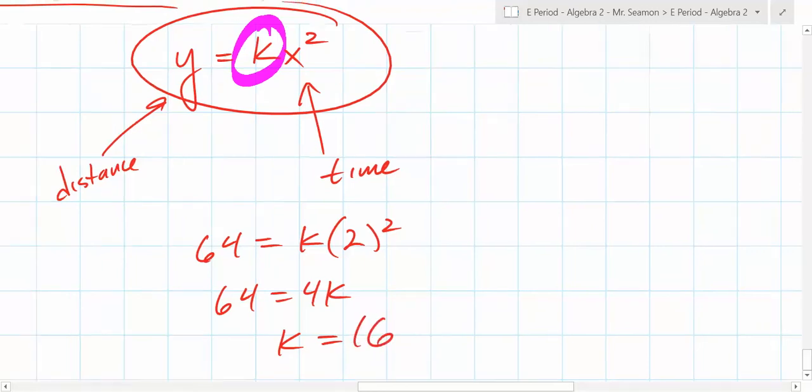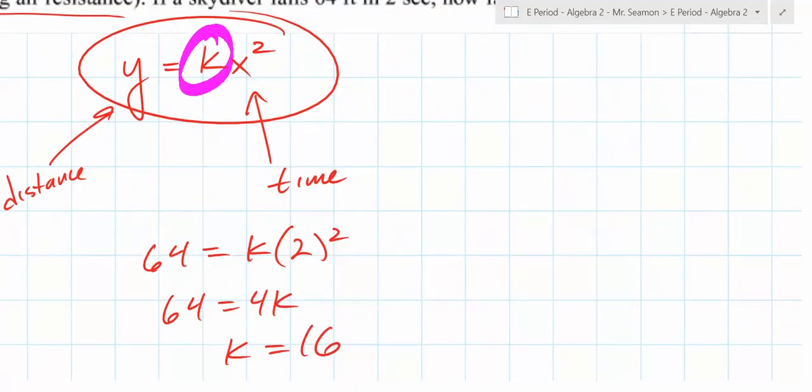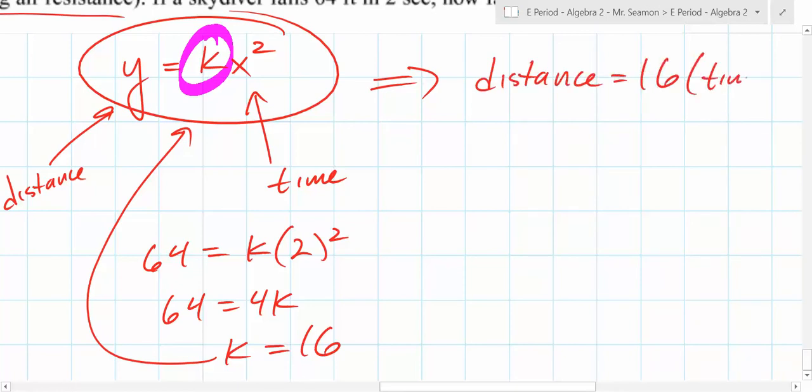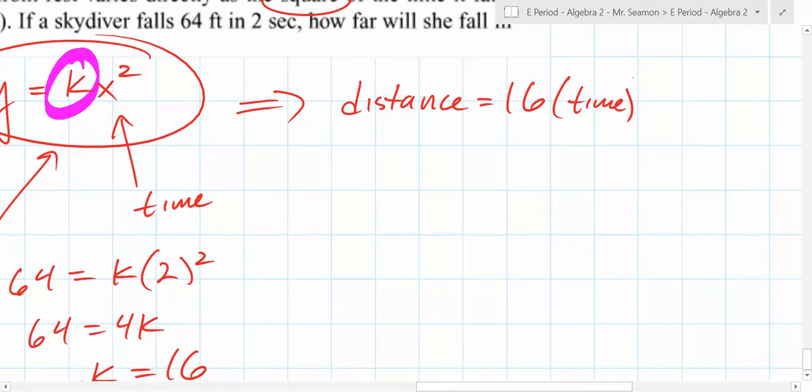16. Thank you, Zoya. So now that we have the k value, where do I plug it in, Alex? You plug it in for that. Yeah. So what do we now know the equation is? Y equals 16, yep, and I'll write it out. Distance is equal to 16 times time squared. That's the relationship that we now have.